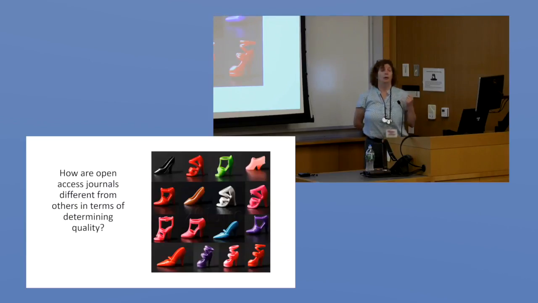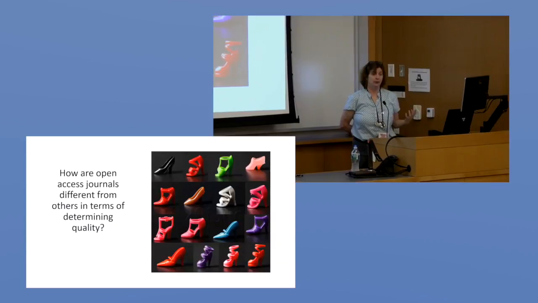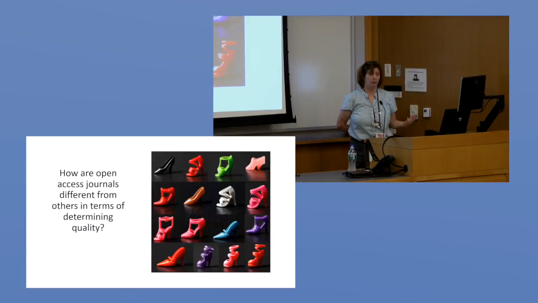Okay, so that's for all journals. Now, open access journals have their own attributes. So as you're looking at what makes an open access journal a quality journal, assuming that you believe that you can have an open access quality journal, and there are people out there who do not believe that. But as you're looking at open access journals, what would you additionally look at, or be particularly careful about?